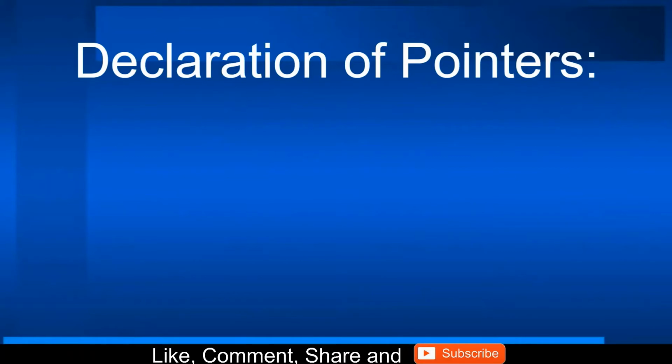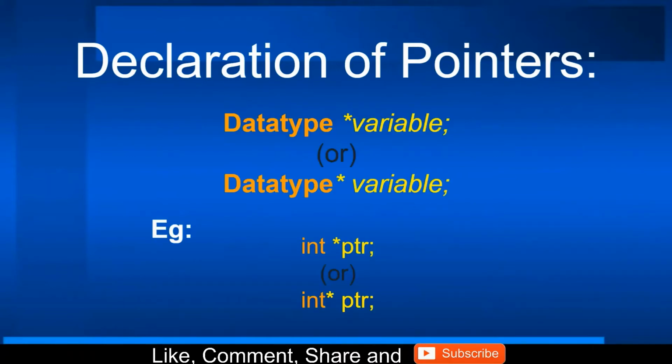So now let us see how to declare pointers. Declaration of pointers is pretty straightforward. It is the same way you declare other data types. But the difference is that you enter an asterisk in front of the variable. As you can see, there are two ways to declare pointers. You can even find examples and syntaxes on your screen.